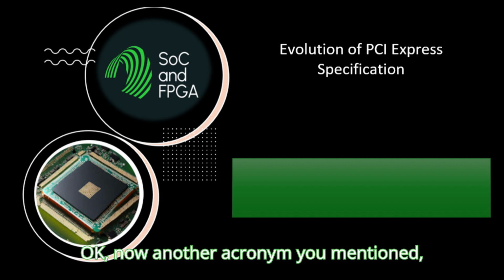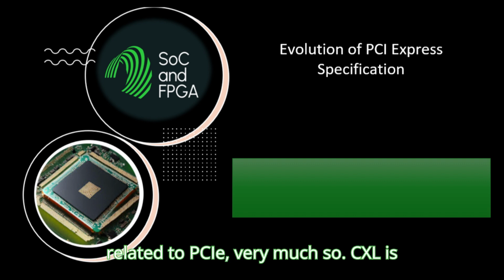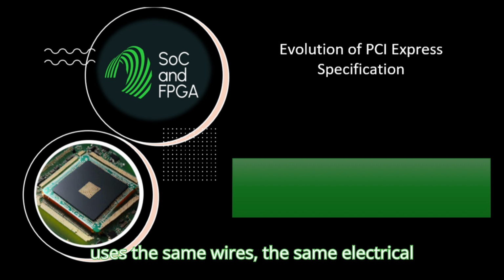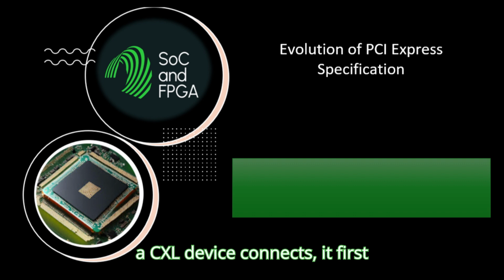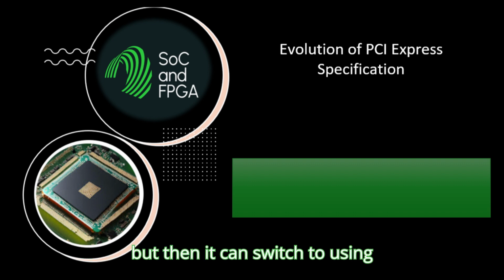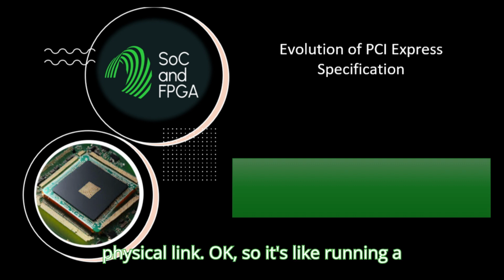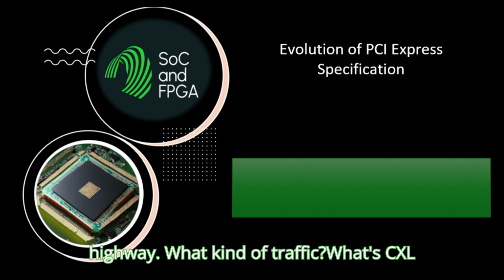Makes sense. Yep. Okay, now another acronym you mentioned, CXL, Compute Express Link, also related to PCIe. Very much so. CXL is newer, still emerging, but it's built on top of the PCIe physical layer. So it uses the same wires, the same electrical signals as PCIe. Fundamentally, yes. When a CXL device connects, it first negotiates using standard PCIe protocols, but then it can switch to using specialized CXL protocols over that same physical link. Okay, so it's like running a different kind of traffic over the PCIe highway. What kind of traffic? What's CXL for?